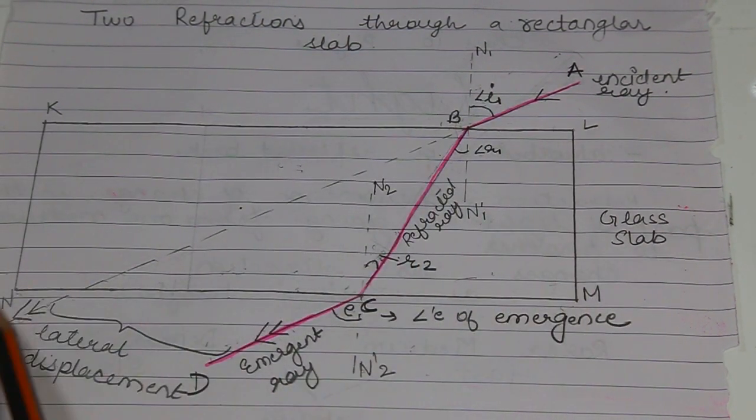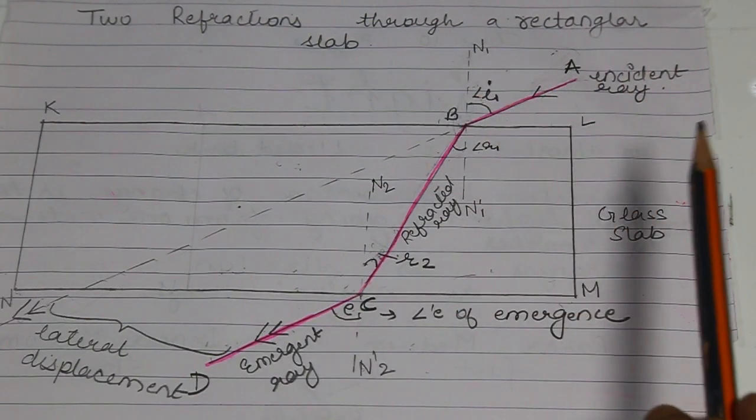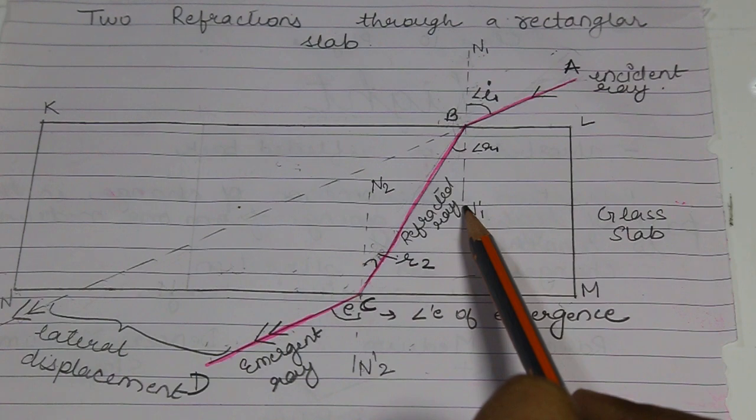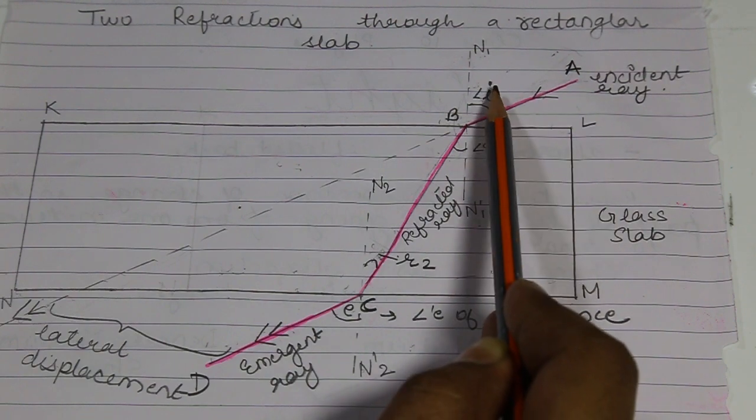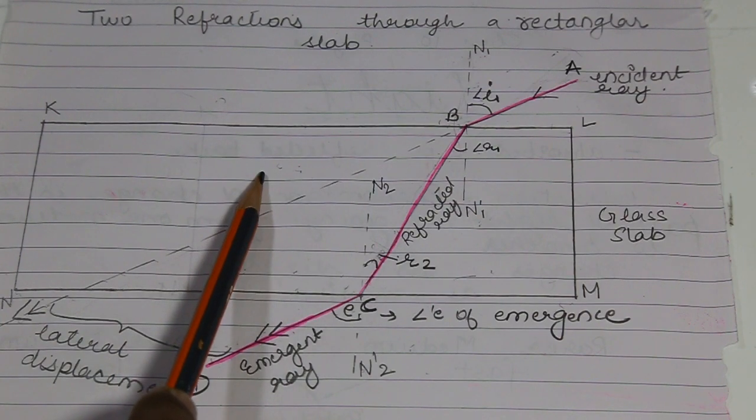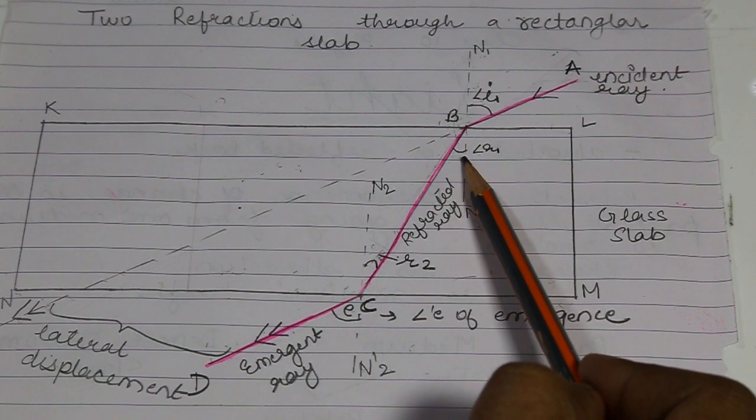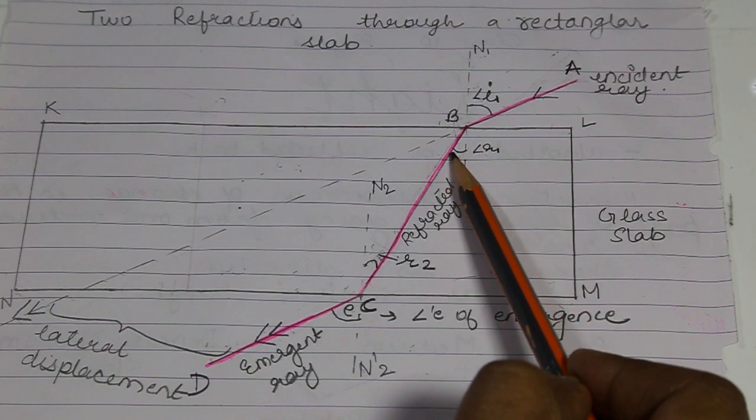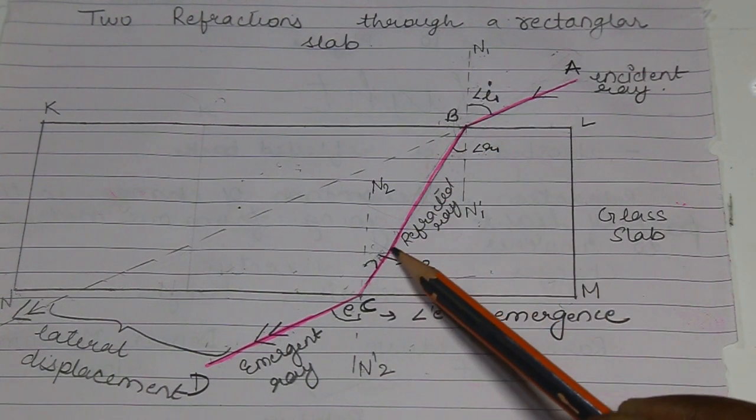Let KLMN be a rectangular glass slab on which AB is the incident ray, N1 and N-1 being the first normal. Here, the incident ray, when it strikes the face KL and enters from a rarer medium, which is air, to a rectangular glass slab, which is a denser medium, shifts towards the normal. So angle of incidence i1 is greater than angle of refraction r1. Within the same medium, light will travel in a straight line.